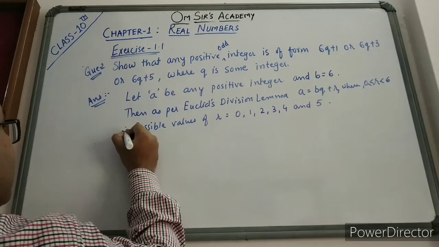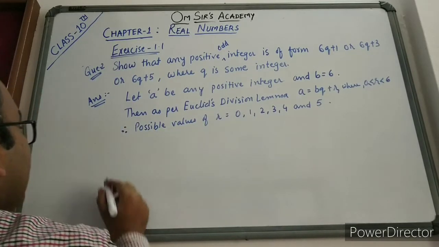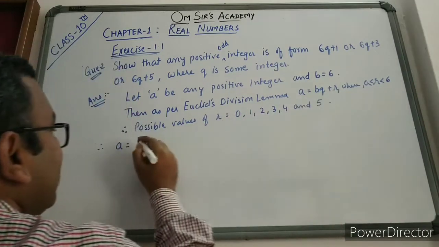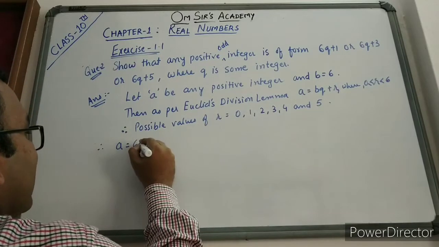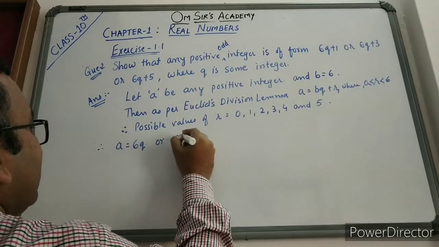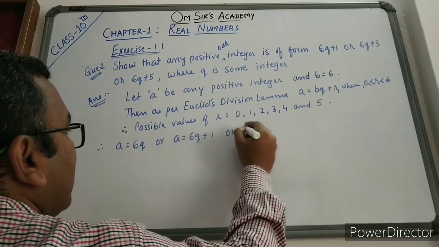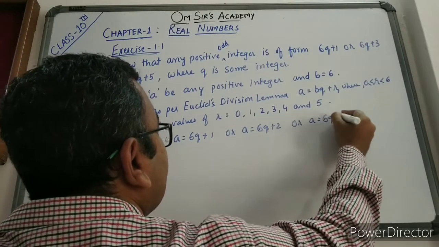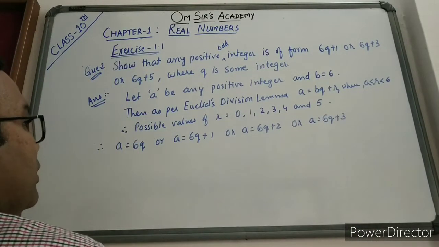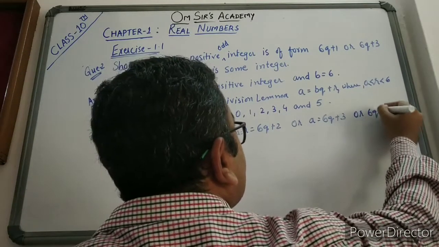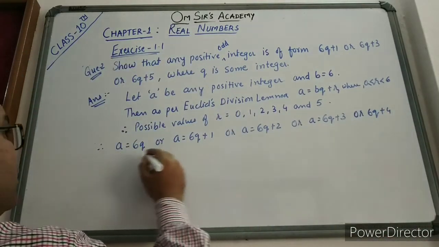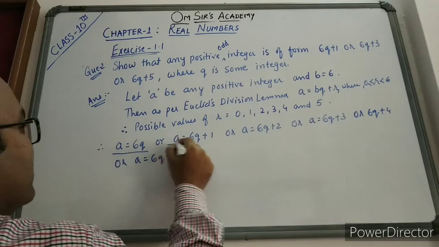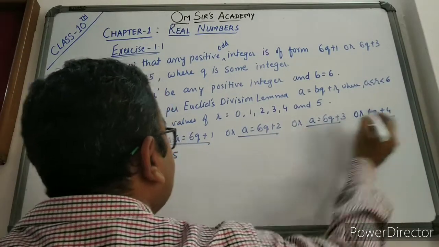Okay, so in this case, what will be the possible values of a? Therefore, a will be bq plus r. So first will be 6q plus 0, or we can write 6q also. Or a will be 6q plus 1. Or a will be 6q plus 2. Or a will be 6q plus 3. Or a will be 6q plus 4. Or a will be 6q plus 5. So these can be the possible values of a in these cases.